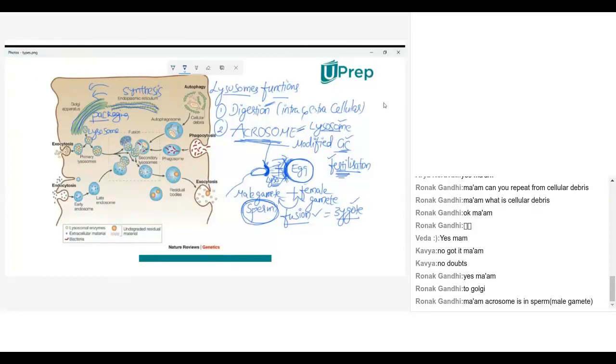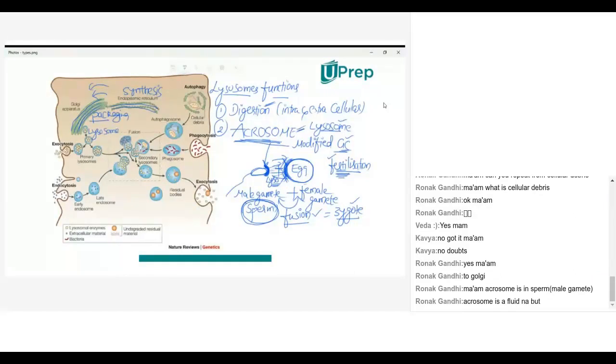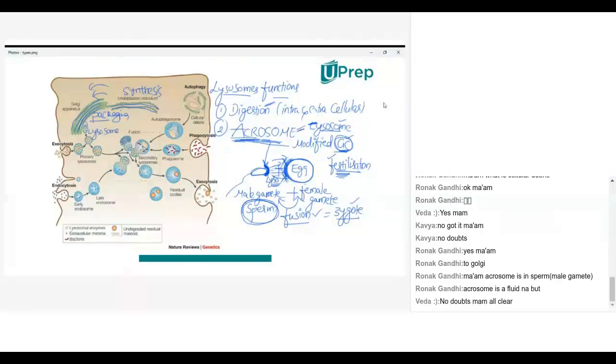So a very important step in fertilization. Any doubts with the word acrosome? Acrosome is not a fluid, Ronak. It's a modified Golgi apparatus that possesses lysosomes also, because from the Golgi apparatus we get lysosomes, no?